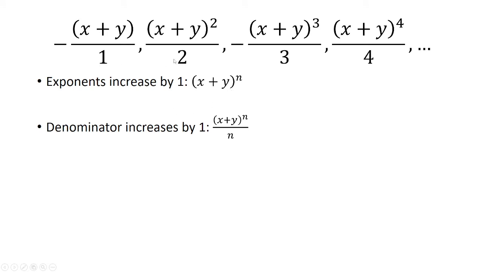Now the denominator increases by 1. The first sequence has a denominator of 1. The second sequence has a denominator of 2, etc. So that's why I also have an n in the denominator.